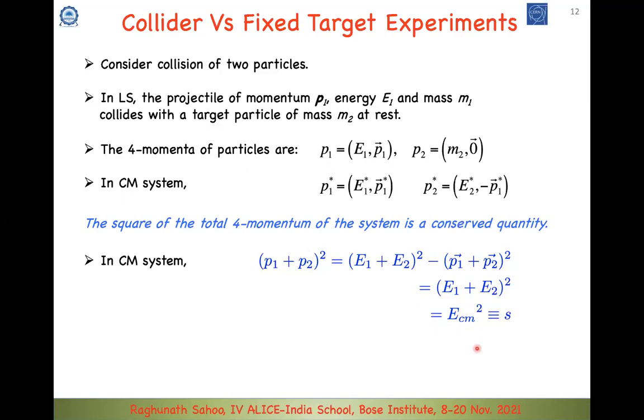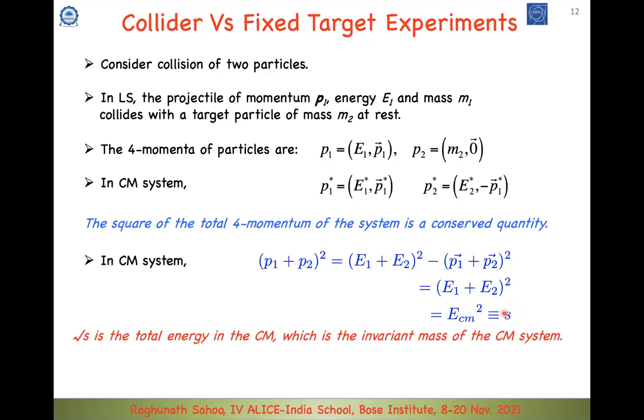In my last class, I showed you the Mandelstam s is nothing but (P1 plus P2) squared. So if I write E CM squared is s, essentially the square root of s will be E CM. The energy available in the center of mass is equal to the square root of the Mandelstam variable. A few people I have seen, while writing, make a capital S. Remember that s has to be small in order to designate the Mandelstam variable, which is (P1 plus P2) squared. So keep that in mind. This square root of s is the total energy in the center of mass, which is the invariant mass of the system.